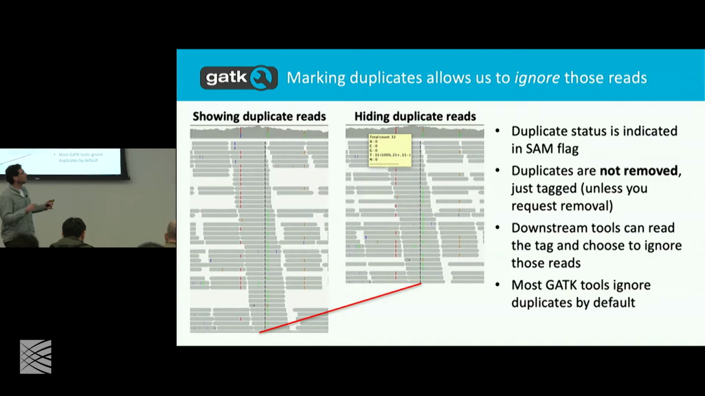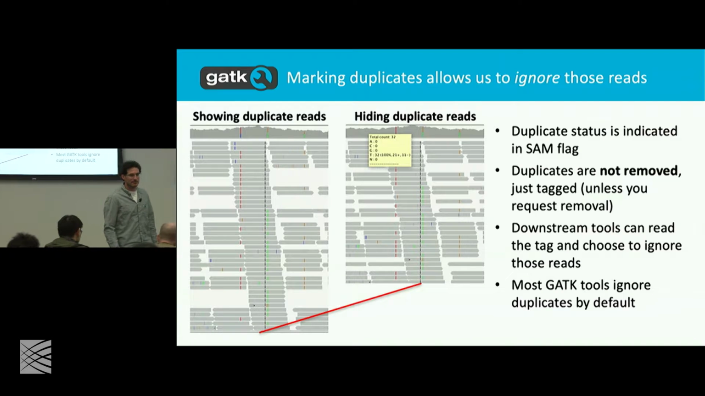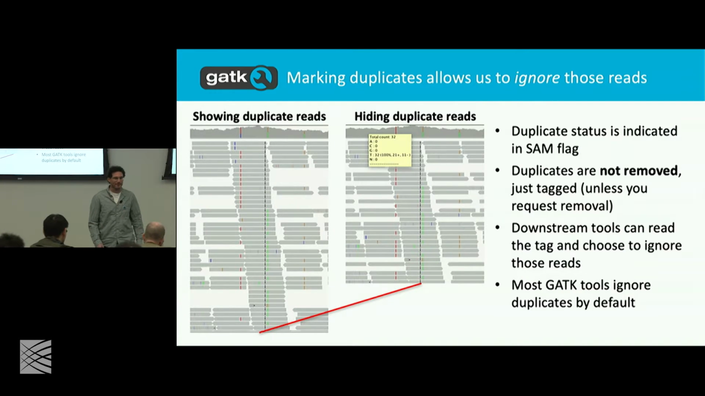All right, so the duplicates, oh, yes? So when it's marking duplicates, it does consider both reads of the pair. Correct. If they're exactly identical by location, then it's a duplicate. Exactly, right.